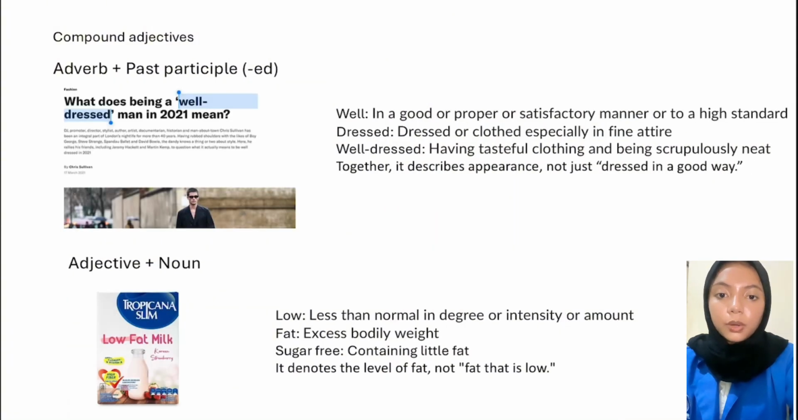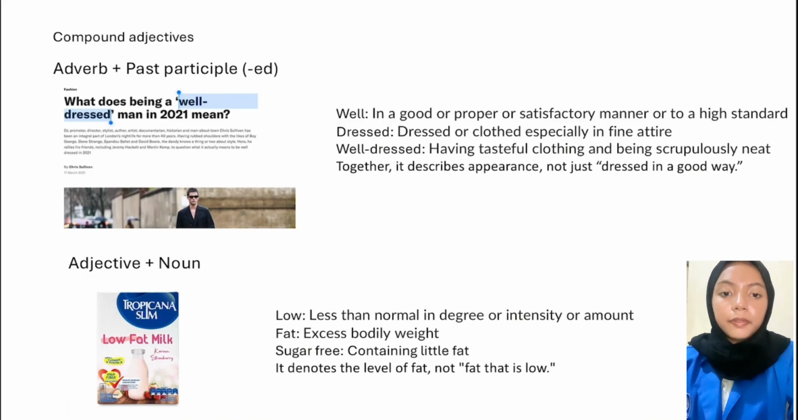Next, I have well-dressed, adverb plus past participle. Well is in a good or proper or satisfactory manner, or to a high standard. Dressed is clothed, especially in fine attire. Well-dressed, having tasteful clothing and being closely knit together. It describes appearance, not just dressed in a good way.